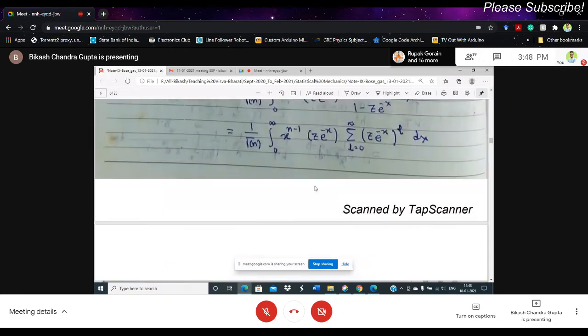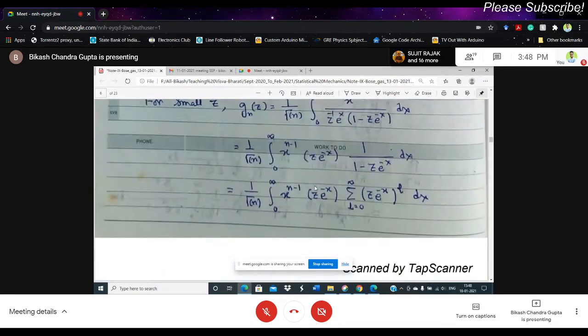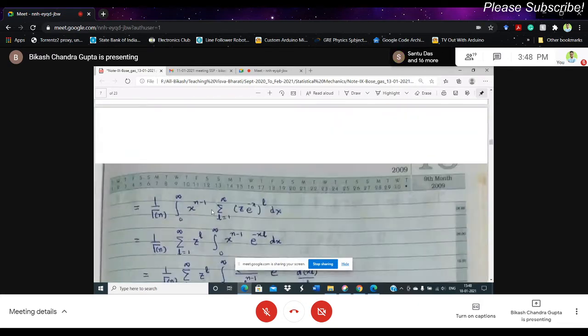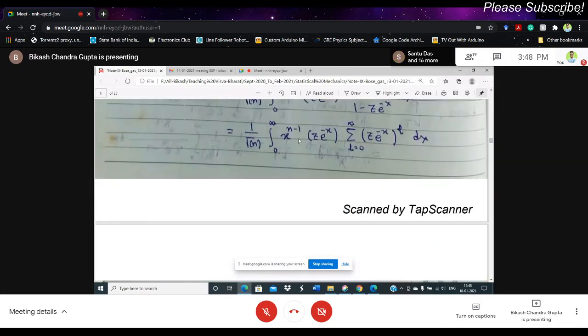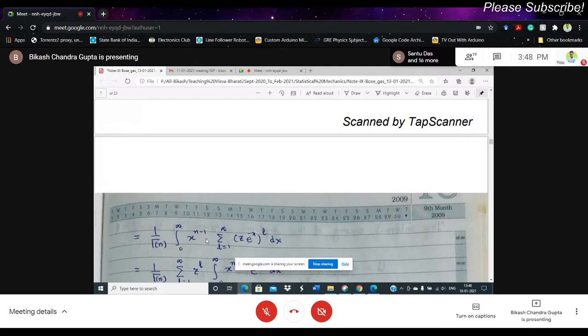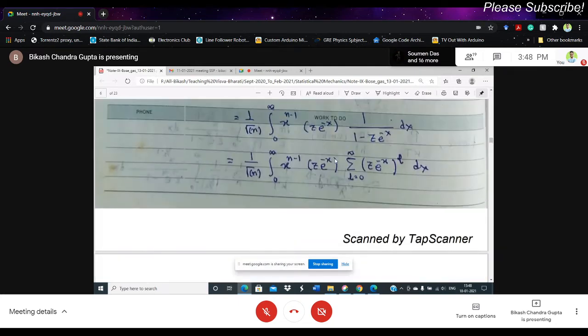Okay, so just look at it once. What you have done, you have taken it to the numerator like this, and you have expanded this, and then you have written the next step: x to the power n minus 1, then z x to the power, then you have coupled these two terms together, this to the power l minus 1.